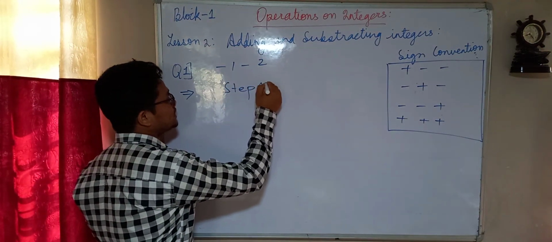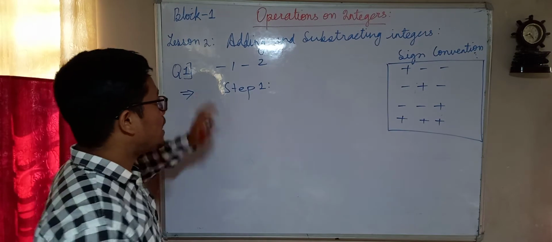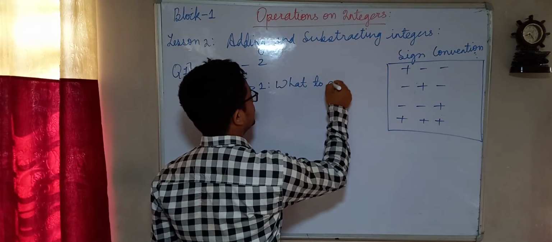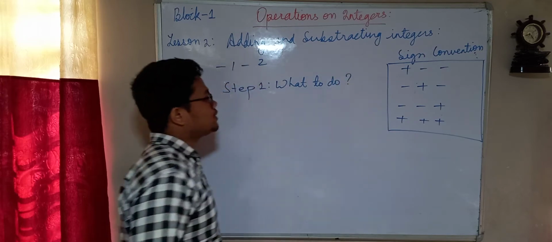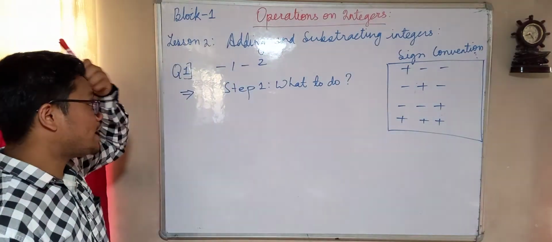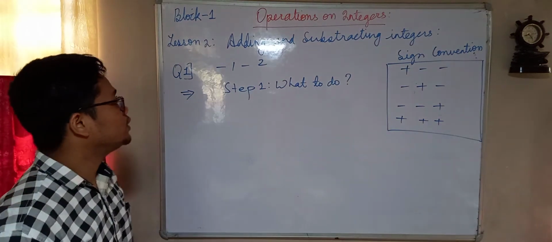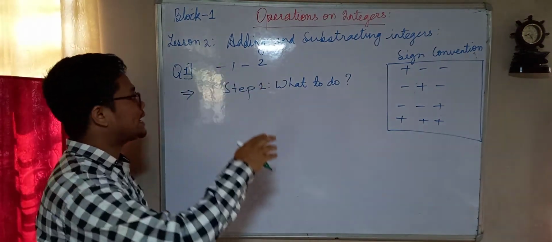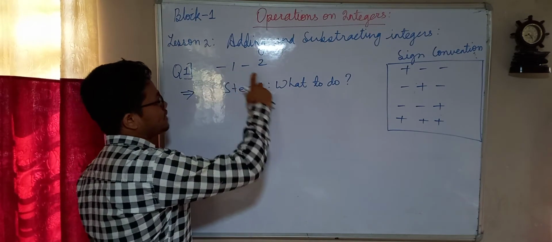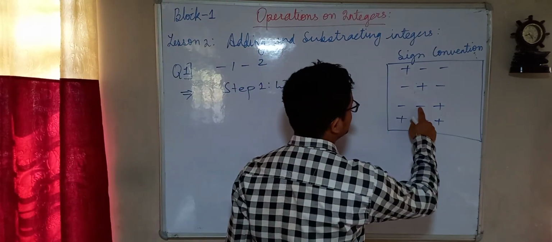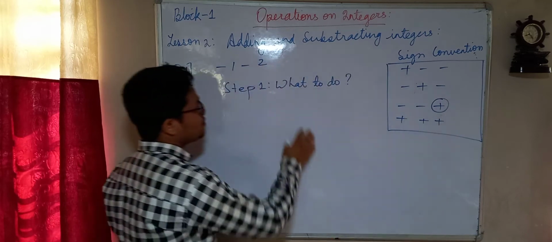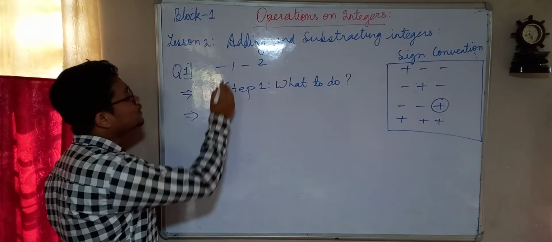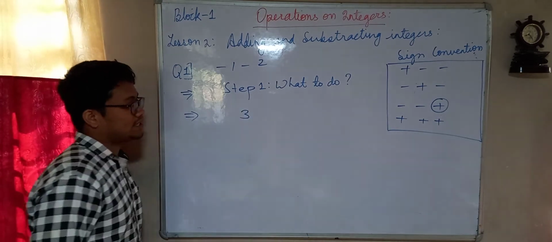Step 1 asks us a question: what to do. For that, you have to see the sign. The sign says minus minus, so what you have to do is plus. That means you have to add 1 and 2. When you add 1 and 2, it becomes 3, isn't it?